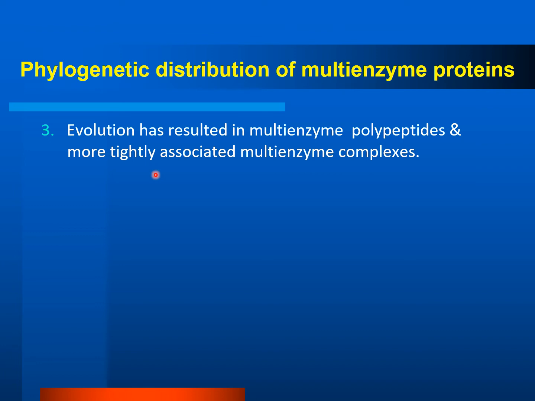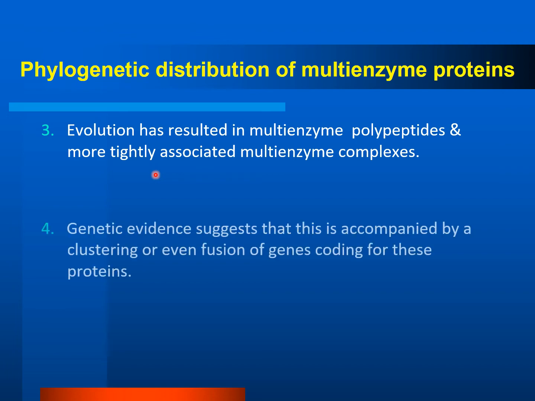proximity of each other. All your enzymes E1, E2, E3 and so on will be lying very close to one another, so that the product formed by the action of one enzyme would immediately be accessed by the next enzyme or the next catalytic center. So whatever loss could have happened due to the longer diffusion times is now minimized. Besides, genetic evidence also suggests that this is accompanied by clustering or even fusion of genes coding for these proteins.